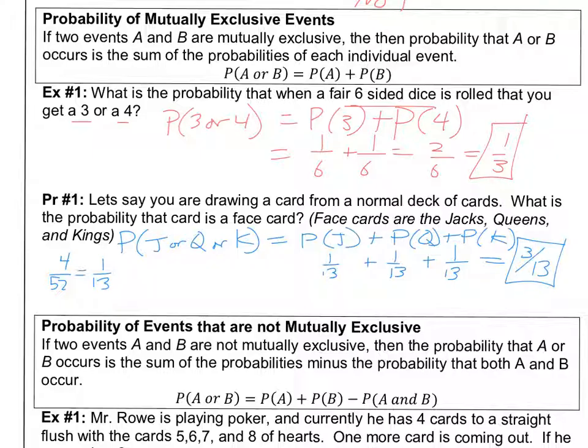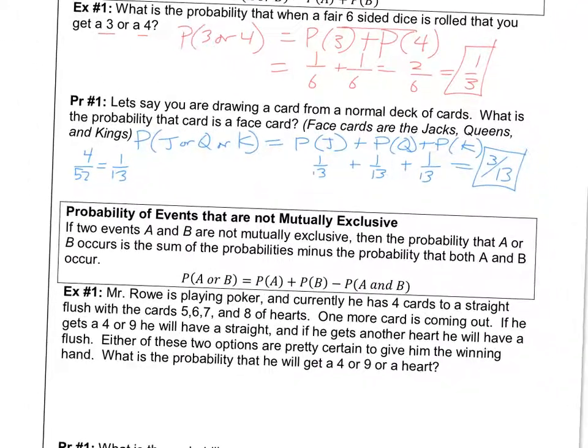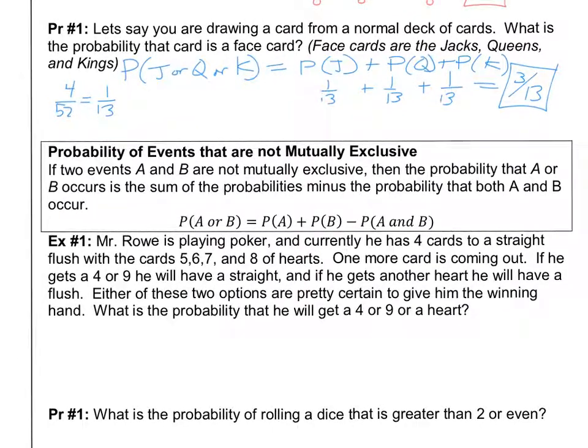It's pretty easy. All right, so now we're going to talk about events that are not mutually exclusive. Remember, this means they do share a common outcome. So if two events A and B are not mutually exclusive, then the probability that A or B occurs is the sum of the probabilities minus the probability that both A and B occur. So now we have to subtract that common outcome. That's what this is. So you might want to write "common outcome," just to remind you that you're going to subtract that.